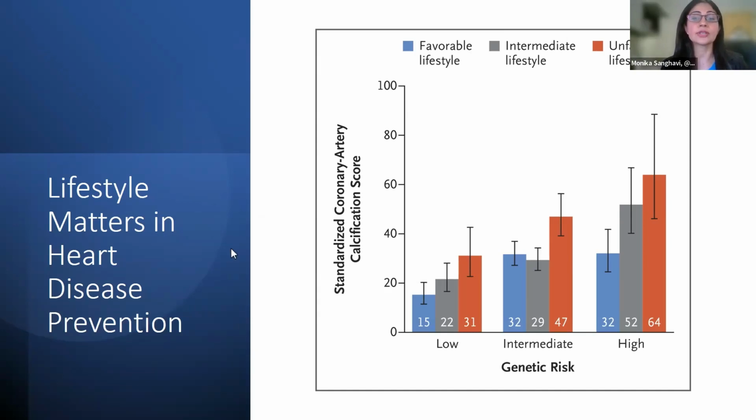risk. So if you look at the three categories listed, low, intermediate, and high genetic risk, and then the red is unfavorable lifestyle, and blue is favorable lifestyle. And no matter what your genetic or underlying risk is, a favorable lifestyle can improve your risk of having cardiovascular disease.